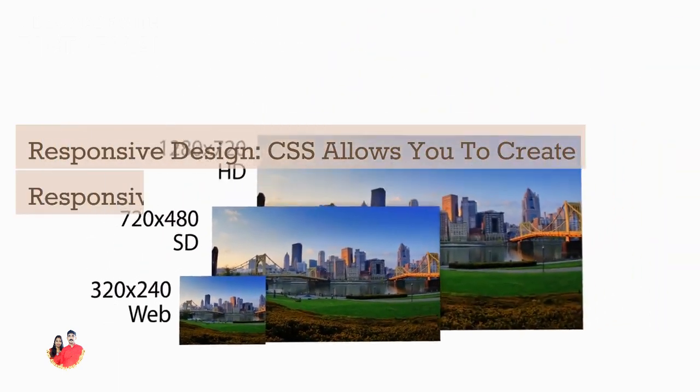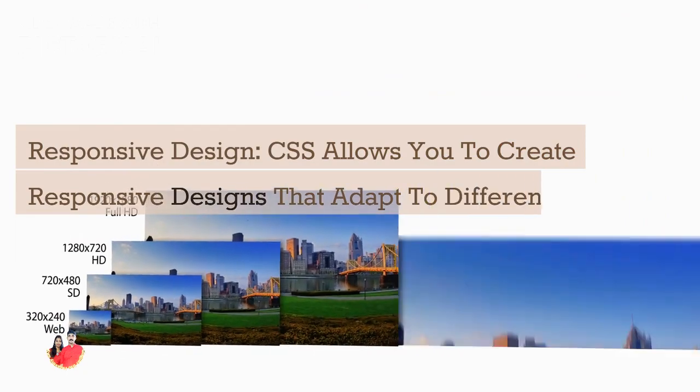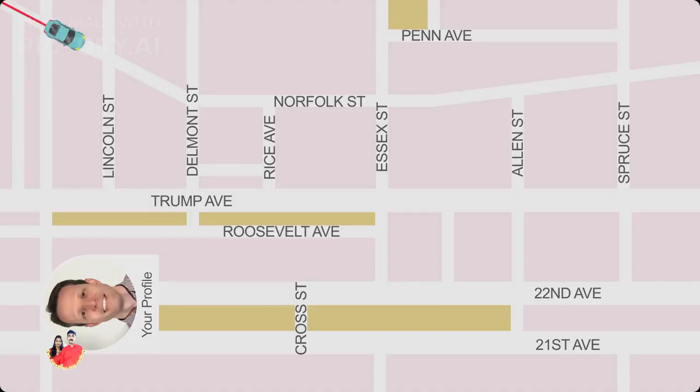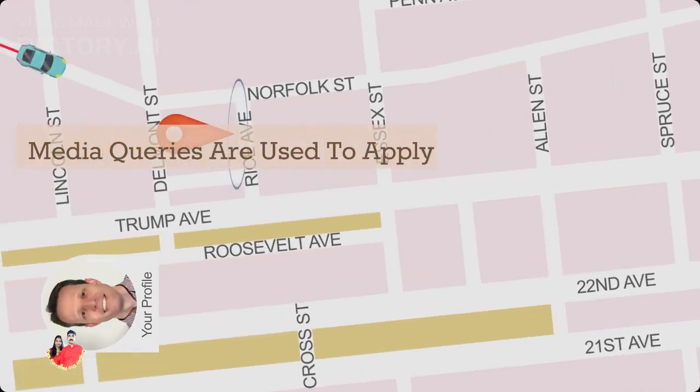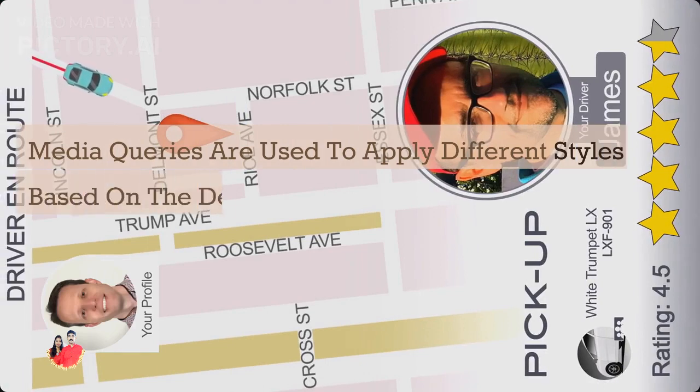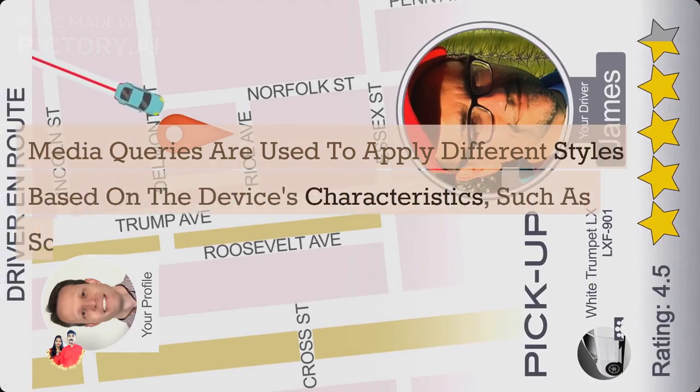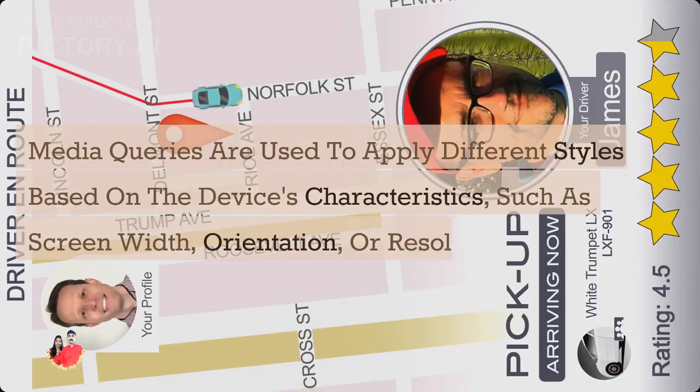Responsive design. CSS allows you to create responsive designs that adapt to different screen sizes and devices. Media queries are used to apply different styles based on the device's characteristics, such as screen width, orientation, or resolution.